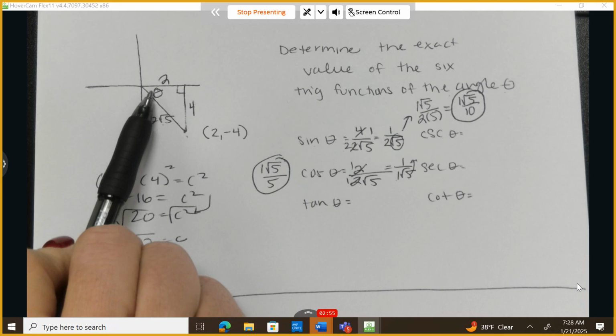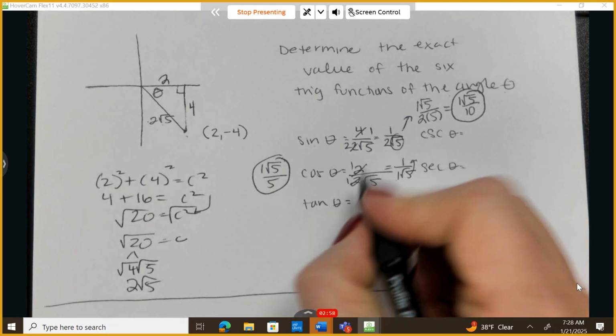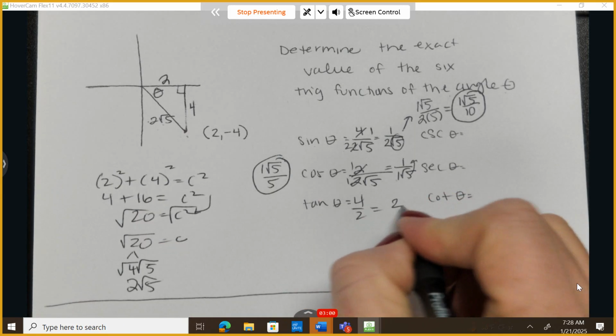Tangent. Tangent is the ratio of opposite over adjacent, so 4 over 2, which reduces to 2, or 2 over 1.